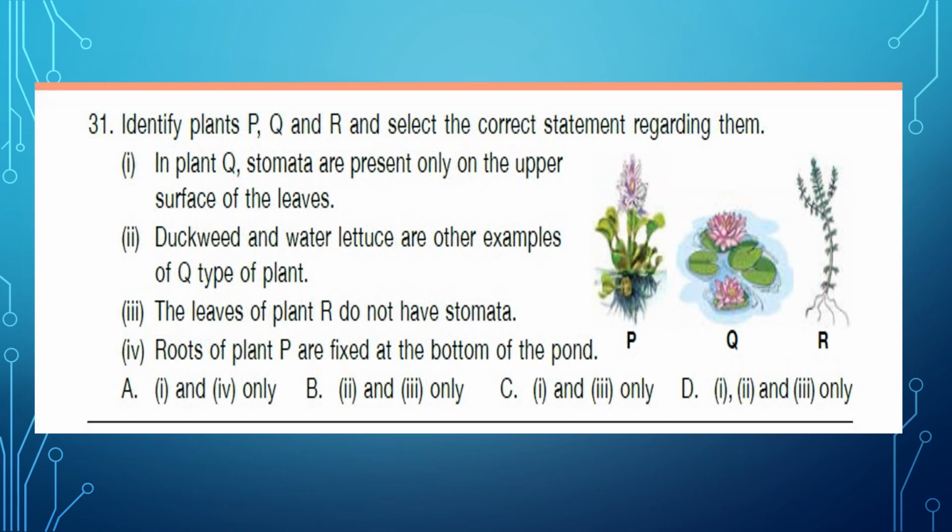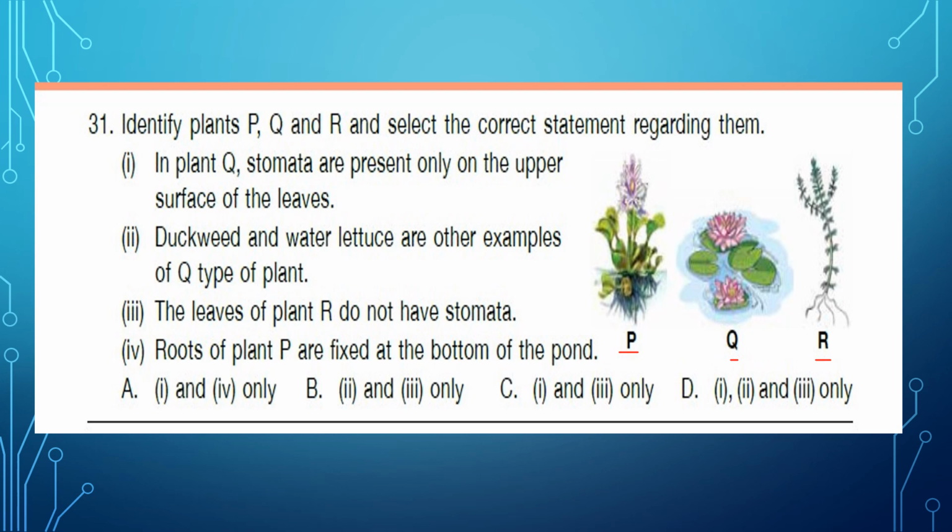Question number 31. Identify plants P, Q and R and select the correct statement regarding them. P is water hyacinth, Q is lotus and R is hydrilla. Q, that is lotus, is a fixed water plant. Lotus roots are fixed in water. And P, that is water hyacinth, is a floating water plant, and hydrilla is an immersed plant.